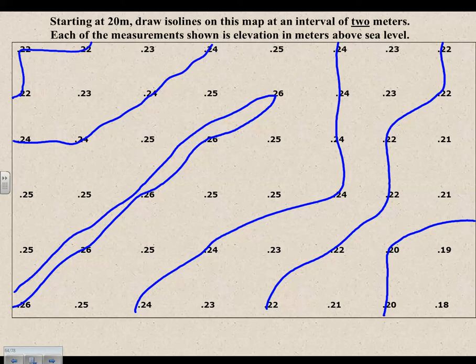Now the last thing you should do on all your isolines is label what they are. So this is a 20 meter line, 22 meters, 24 meters, 26 meters, back to 24, and 22.